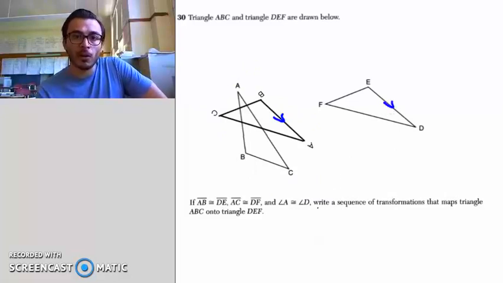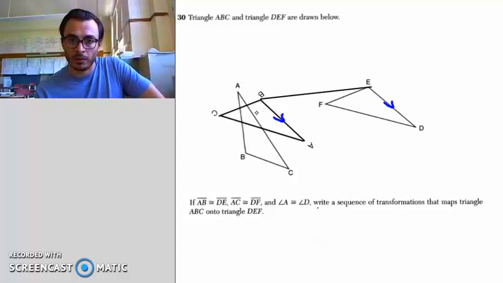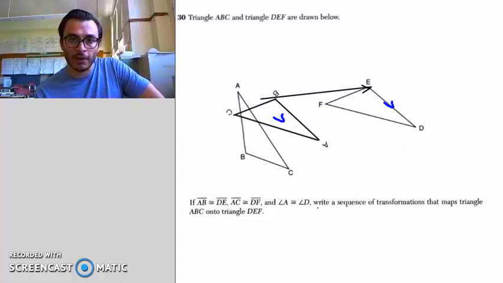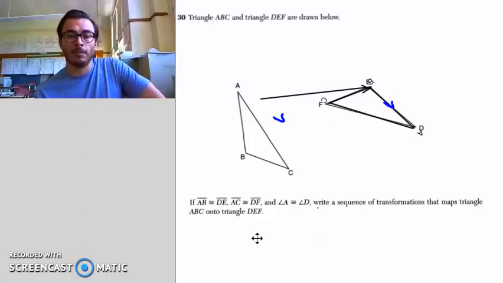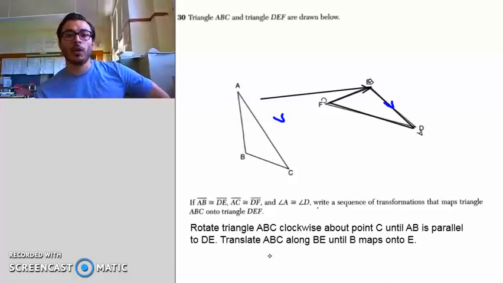Once I get them to be parallel, I have a vector here I can draw. I can draw vector B to E, or C to F, or A to D. You just got to pick one. So I picked the vector BE. So once I rotate it until these are parallel, I can translate this triangle along that vector until B maps onto E. And then that makes the triangles map onto each other. So here's my explanation. Rotate triangle ABC clockwise about point C until AB is parallel to DE. Translate ABC along BE until B maps onto E.